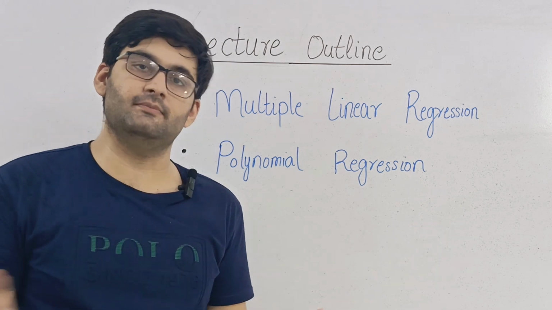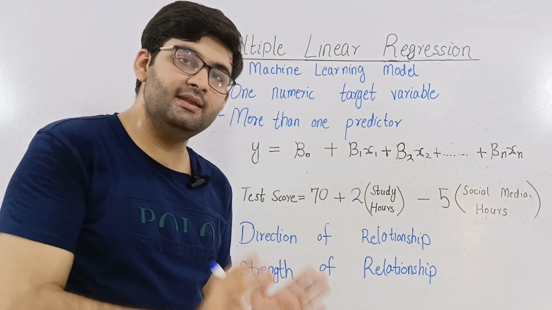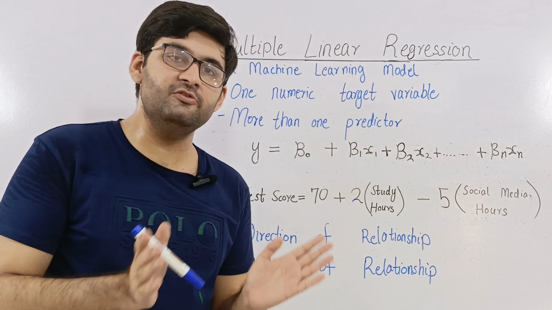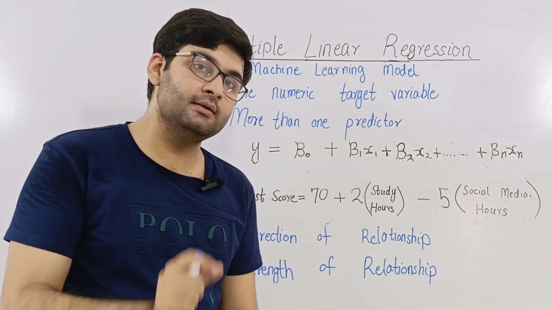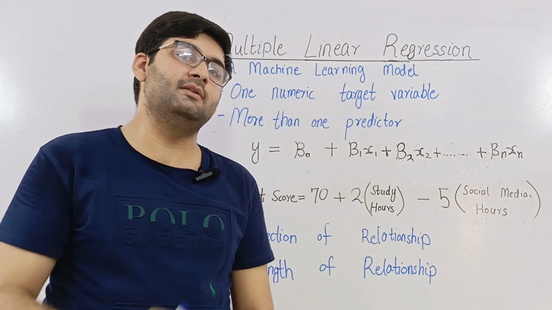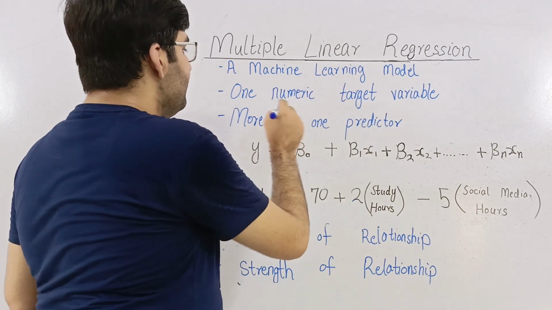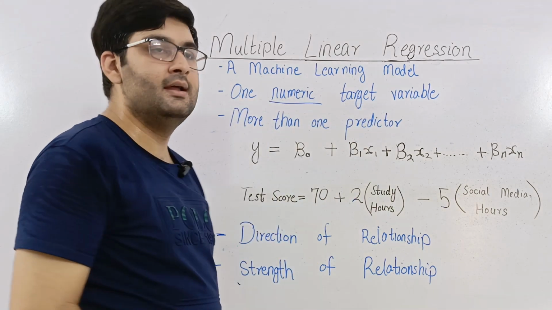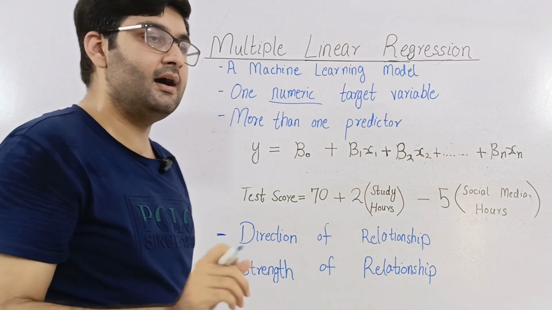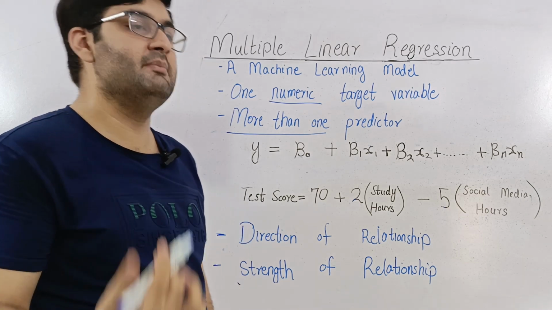So let's start. Multiple linear regression is a machine learning technique or algorithm that models the relationship between one numeric target variable and more than one predictor variables. It is called regression because the target variable is a numeric variable, and it is called multiple because there are more than one or multiple predictor variables.